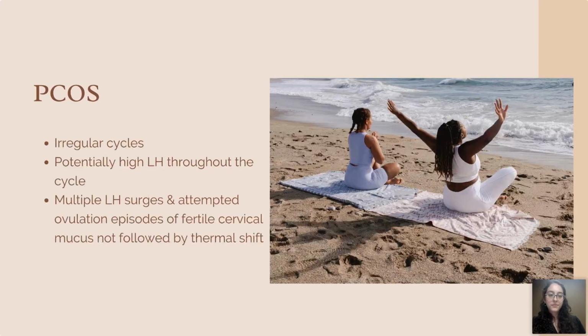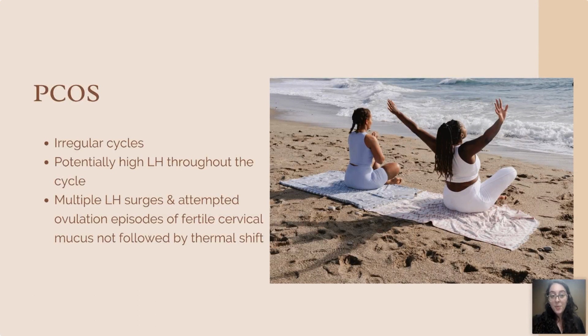PCOS. PCOS can make it a little bit more tricky to track because of the irregular cycles. I still think it's so important for women with PCOS to track their cycles because it can give us good information. And again, if they are trying to get pregnant, we can see how many times of cervical mucus are you having? Are you having lots of attempted ovulations, or are you having just dry mucus throughout months and months? So it's something to help us when we're trying to regulate those cycles or trying to help someone get pregnant.